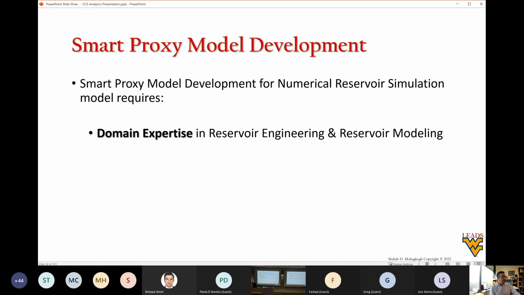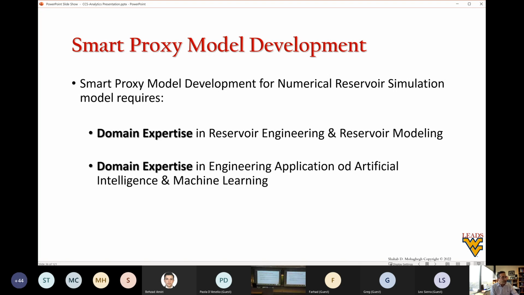Reservoir simulation, you need domain expertise. You must be a reservoir engineer and a reservoir modeler. If you have no idea what reservoir engineering or reservoir modeling is, then there's going to be a big problem for you to be able to use AI and machine learning to do proxy modeling, smart proxy. It requires domain expertise in engineering application of AI and machine learning. That is another problem, as I mentioned, we have in our industry.